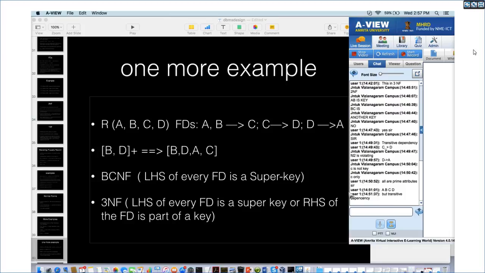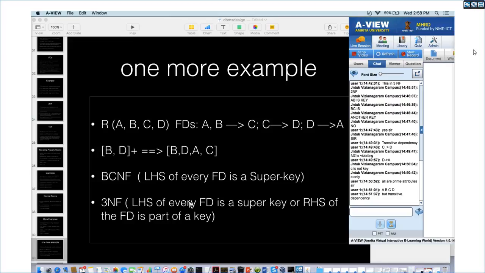Okay, now for BCNF, we don't allow the RHS part. For every FD, LHS has to be a super key. Okay, for 3NF, the relaxation is that if the RHS is part of a key, then we will say that it is in 3NF. Okay, I've actually explained why dependency preservation becomes a problem if the RHS of an FD is part of a key, and that's the reason why sometimes you have to relax and you should not make every relation into BCNF. I'm going to come back to that in a minute.